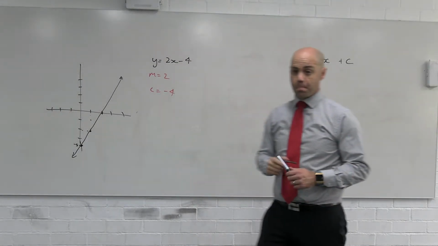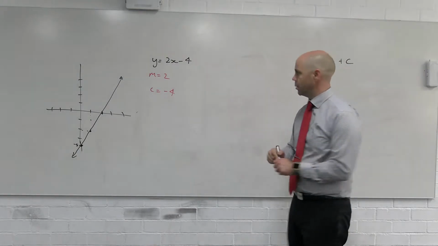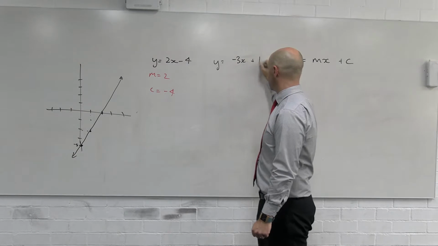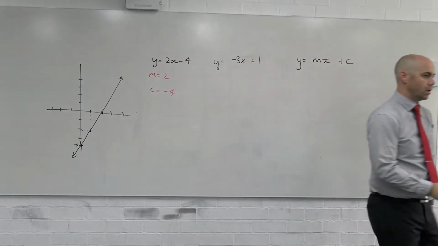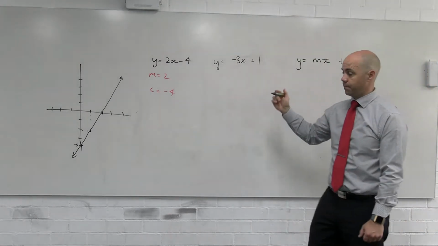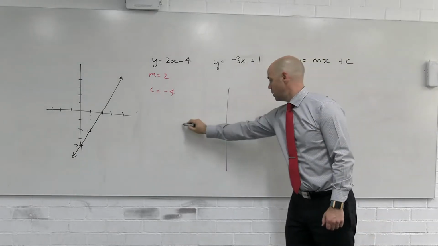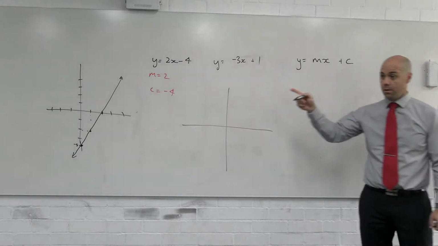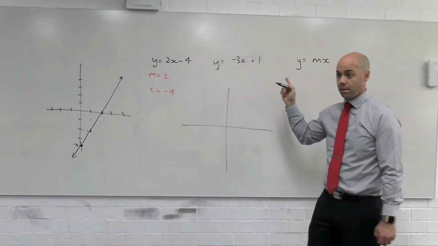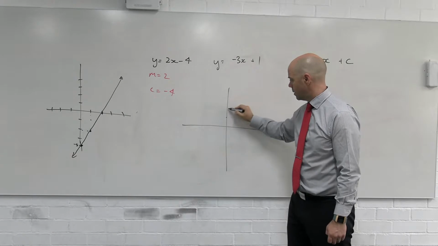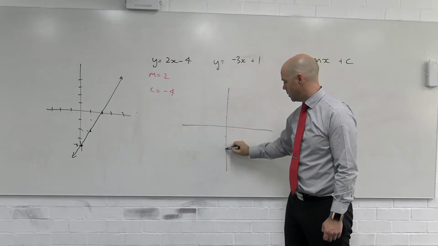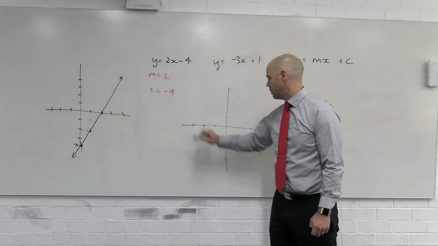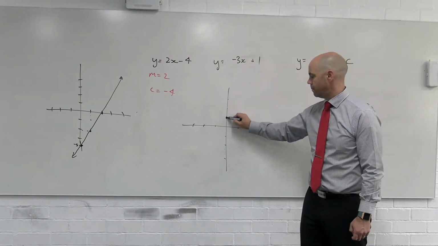Yep. What would happen if the gradient was minus? Let's do it. What's the first step? We're going to draw. What's the first step? What do I do first? Intercept. What's the intercept? 1. Okay, so it goes in here at 1.